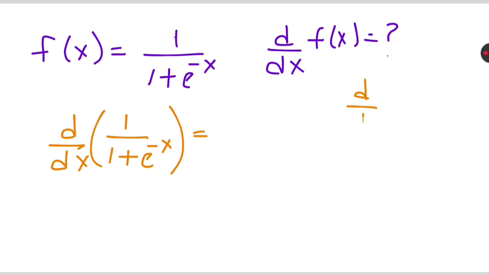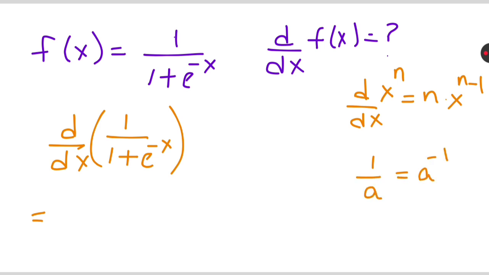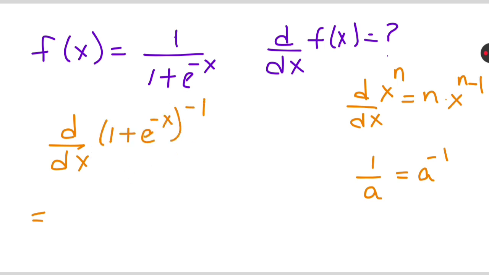What is the derivative of x raised to the power n? n times x raised to the power n minus 1, isn't it? So let's apply this formula here. 1 over 1 plus e raised to the power of minus x, it is in the form of 1 over a. We can write this as a raised to the power of minus 1, isn't it? Same like that, we can write this as 1 plus e raised to the power of minus x whole raised to the power of minus 1.